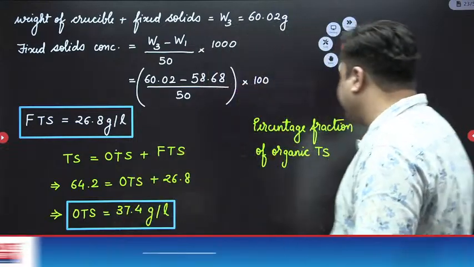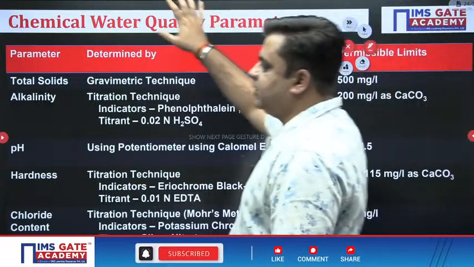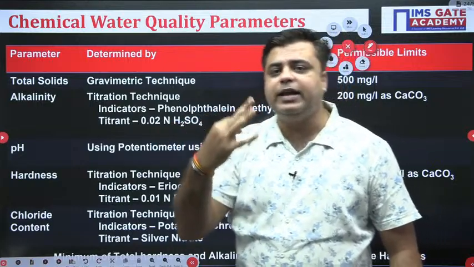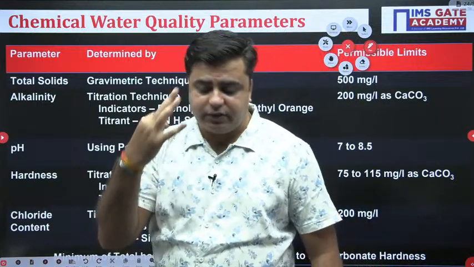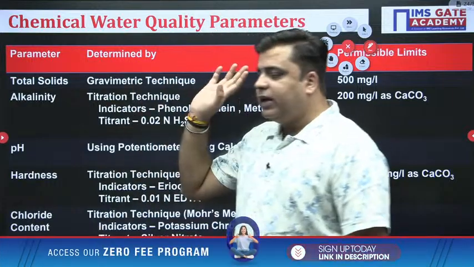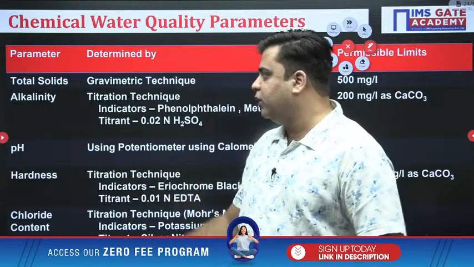Keep calculating like this. With that, let's move ahead. Next is the chemical water quality parameters. I told you in chemical water quality parameters, there are three very important areas from where the questions can be asked. Very good, Akshat. First one is the alkalinity, second one is the pH, and third one is the hardness. So first of all, let's check this out.